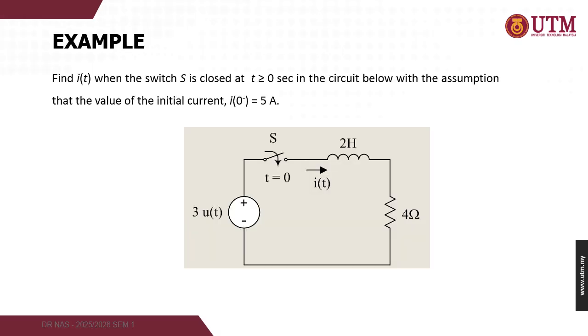Okay, let's look at the first example, a simple example on circuit analysis using S-domain function. Find i(t) when the switch S is closed at t larger than 0, with the assumption that the initial current is equal to 5 ampere. Again, you need to remember the first step. The initial current is given, so you just need to convert the given circuit into an S-domain equivalent circuit.